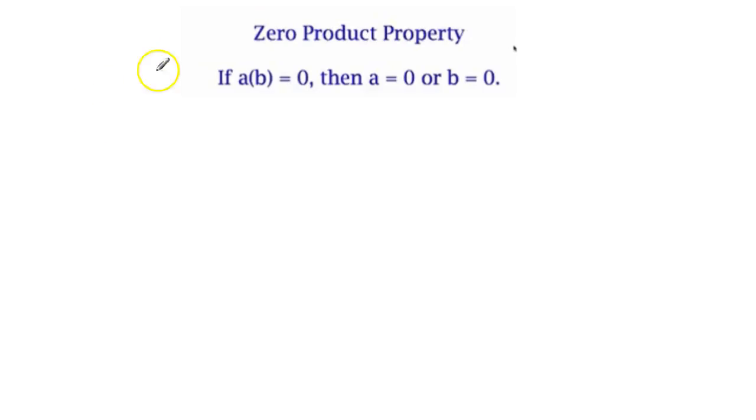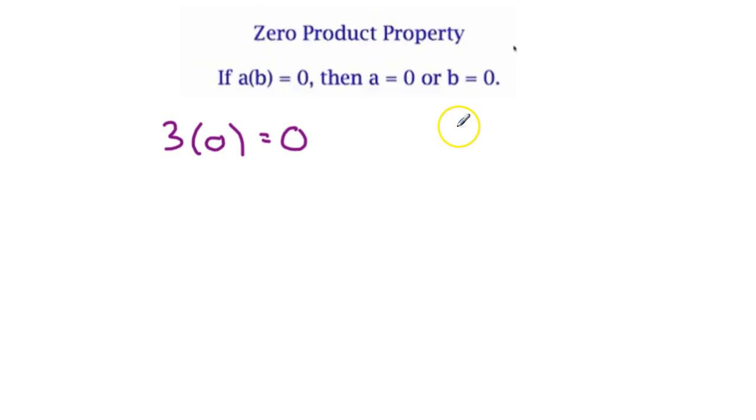Another thing that's important is the zero product property. This is a great property. It just makes sense. It says if A times B equals 0, then A equals 0 or B equals 0. What that means is, if I have a number 3 multiplied by something that equals 0, the only possible answer is 0. So 3 times 0 is 0. Anything times 0 is 0.